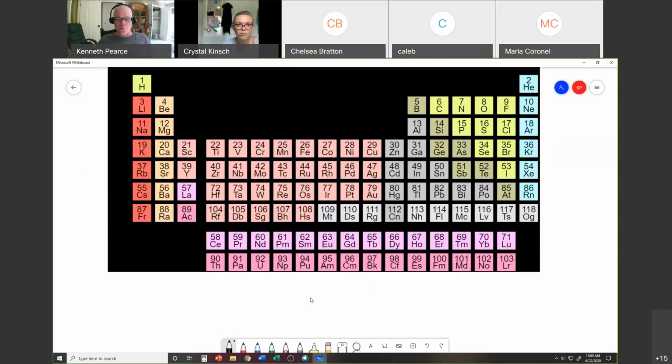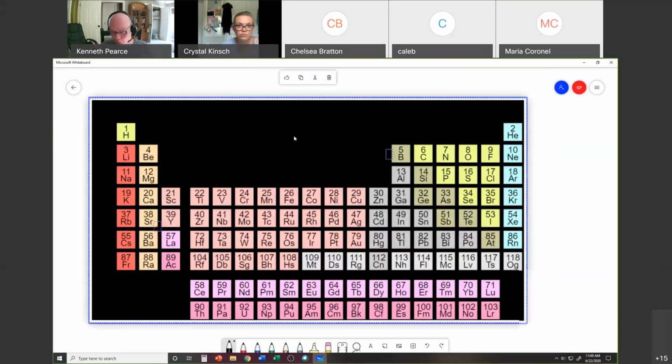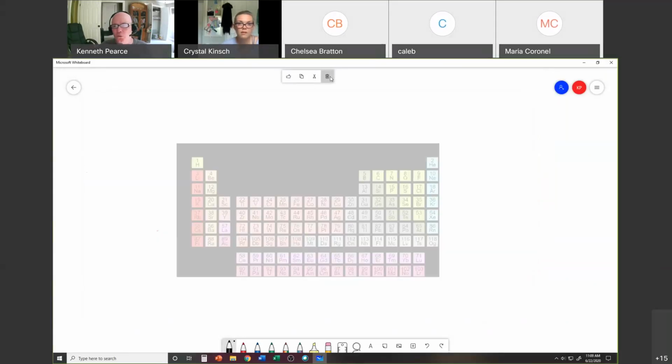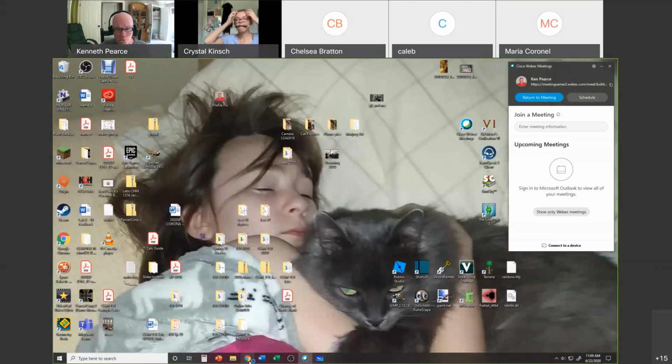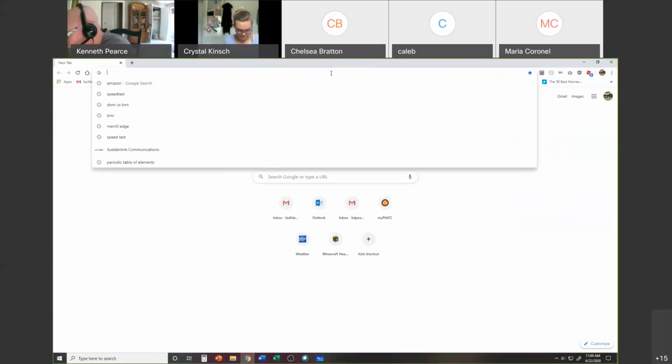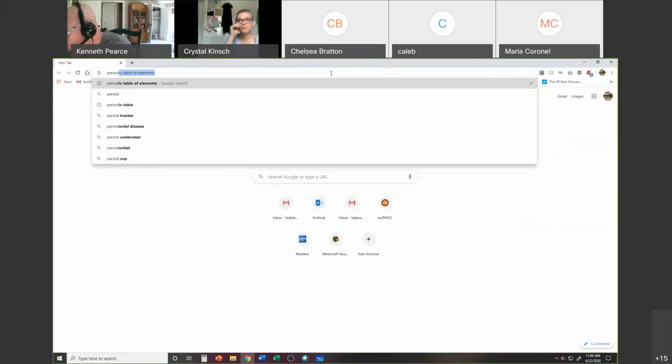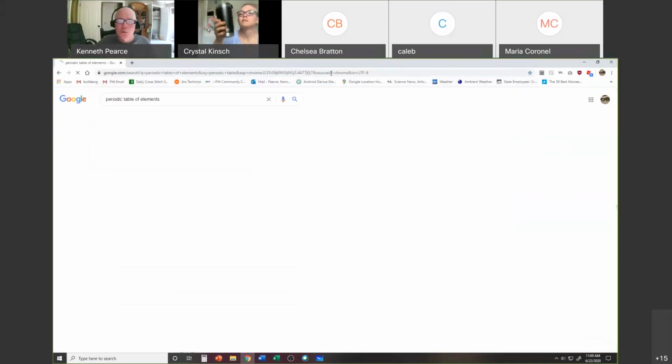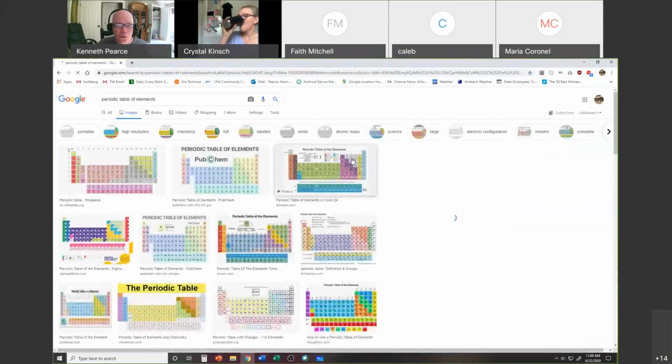Okay, so we have this periodic table in front of us, and we have been using our periodic table, and we've looked at it and so forth. Now I'm going to need a different periodic table from this. So I'm going to go ahead and pull up another periodic table, because I want one with the masses on it.